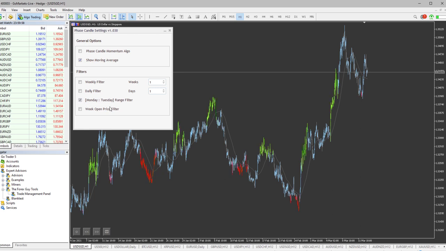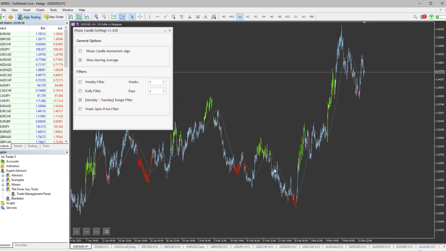So we put the Monday, Tuesday range filter on, and it will show us basically what candles are above the Monday, Tuesday range and below the Monday, Tuesday range relative to the candle that it's been calculated on. So if we're on the current candle, obviously that means the current Monday, Tuesday range.